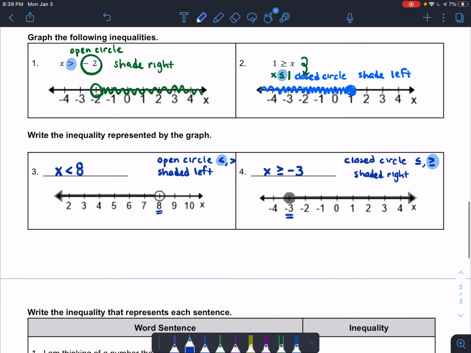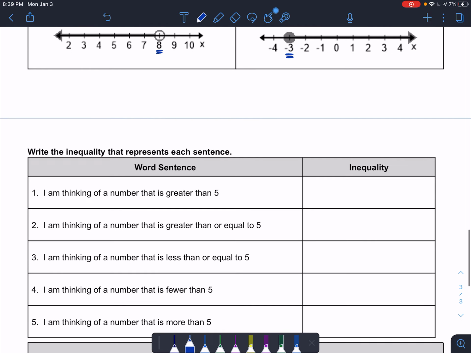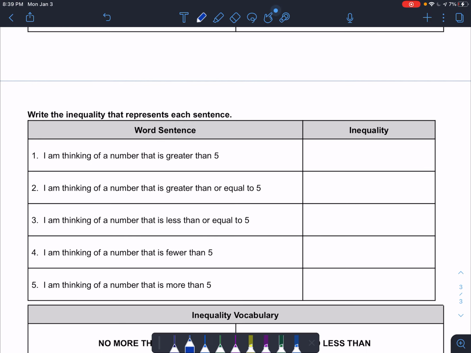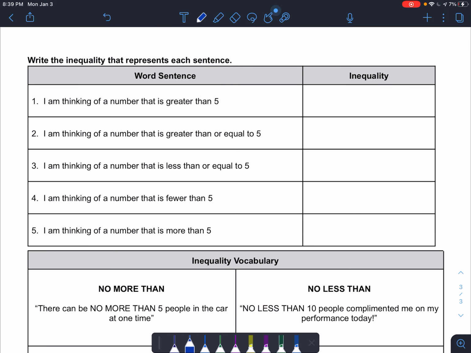Okay, let's keep moving. I think that this next part's not too bad, and then we have just a little bit of vocabulary work to end our video. All right, so let's see here. I am thinking of a number, okay?